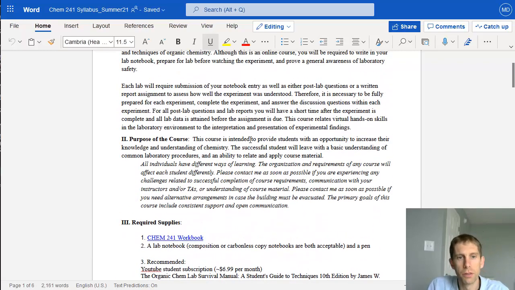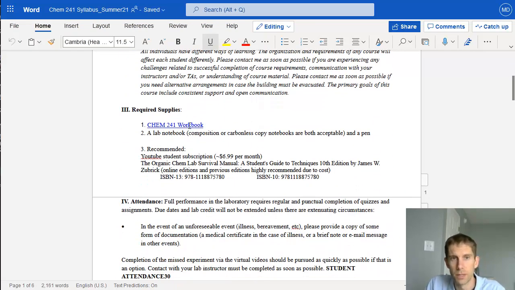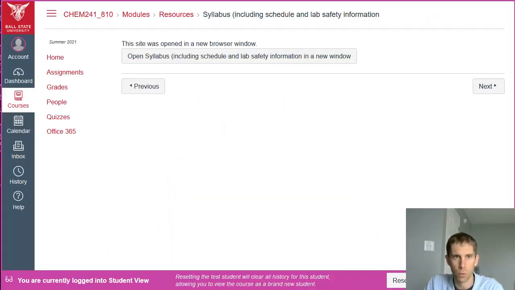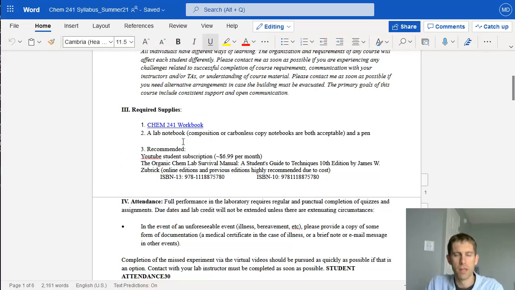We've already gone through the 241 workbook, but this link will also take you to the redemption code site for Van Greiner to purchase the workbook. The Ball State bookstore, I think, has something set up where you can probably find this link through that. I'm not 100% sure about that though. You also need a lab notebook, so you're going to be entering all the experiments except for experiment 2 into your lab notebook, and you can again use a carbonless copy notebook or a composition notebook.